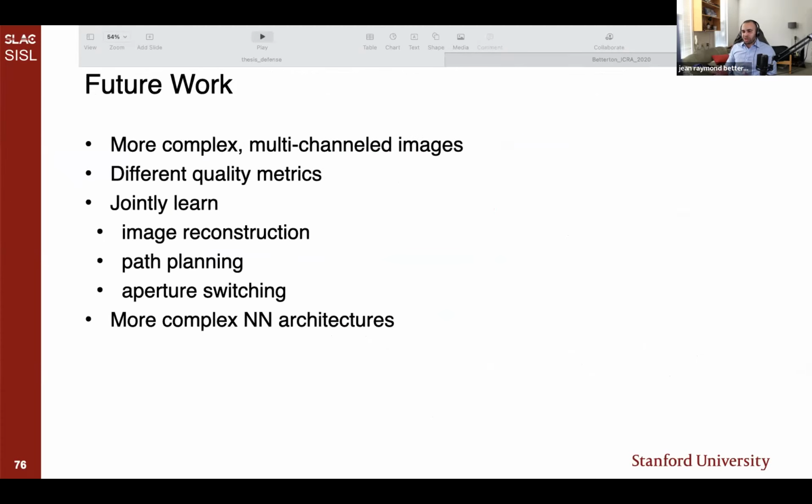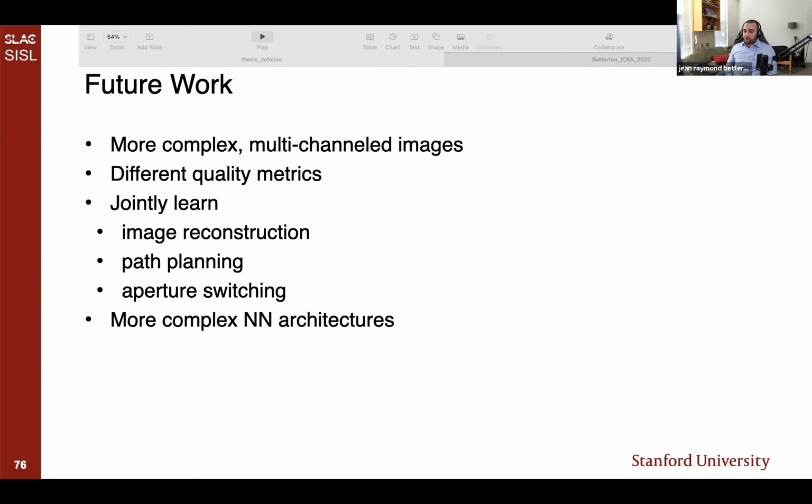And then future work, there's so many things you can do to improve this. From a scientific standpoint, we would like to see more complex multi-channeled readings. One nice thing about doing these XRF scans is you can actually read multiple components at once. We can also try more interesting image quality metrics. Mean squared error is simple, but it doesn't necessarily mean that that's what we want to optimize for.